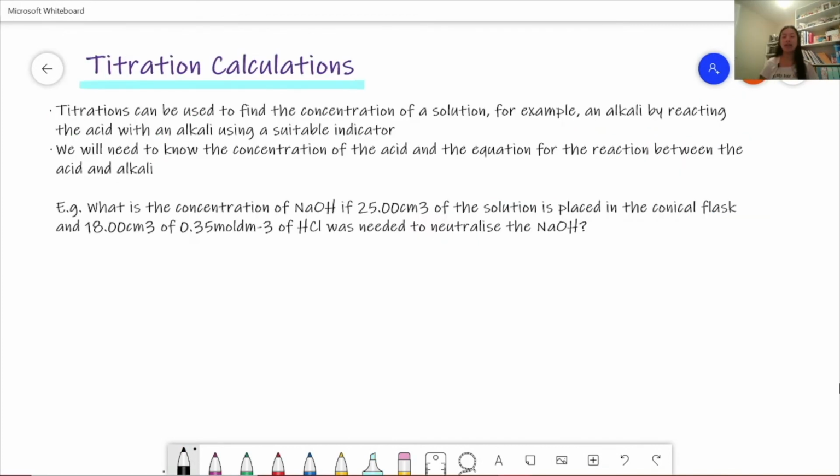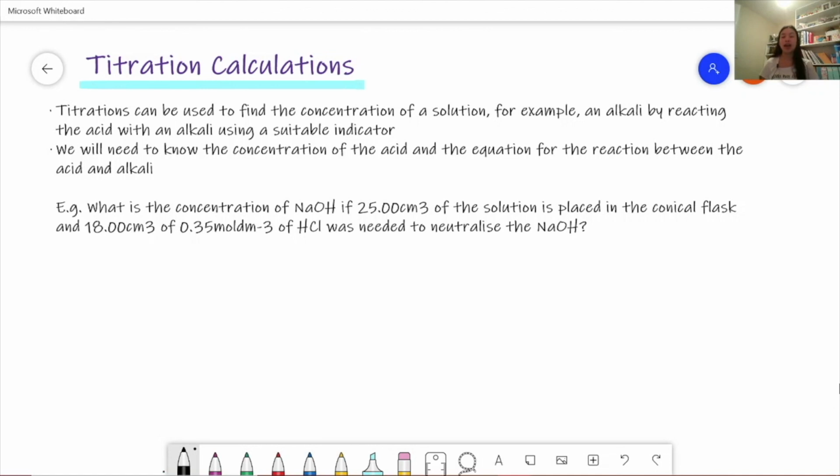So now we're going to have a look at titration calculations. And titrations can be used to find the concentration of a solution. So for example, an alkali, by reacting the acid with an alkali using a suitable indicator. And so the two things that we need to know is the concentration of the acid being used, and also the equation for the reaction between the acid and the alkali. So a bit later on, we're going to be looking at the required practical, which is a titration. So that's when I'll go through what a titration actually is.